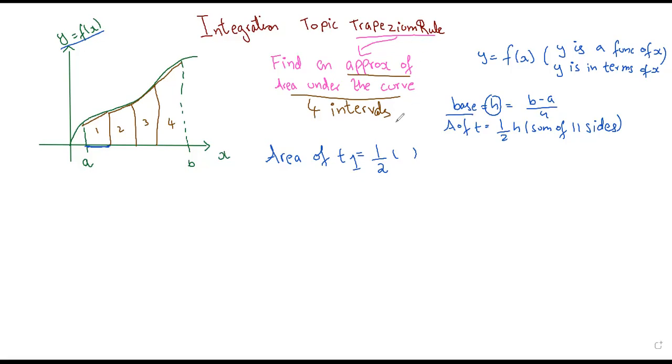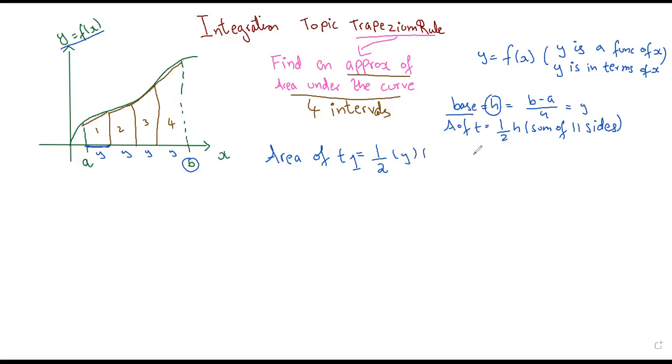When I'm saying that it would be the same, it means that the length between a and b would be divided equally into 4 intervals, right? So the length between b and a is b minus a. When I'm saying it would be divided equally, I'll divide it by 4. And every trapezium would have this. Let's say this length is y. This would have y length, this would have y length, this would have y length, and this would have y length. So all of these would have the same length.